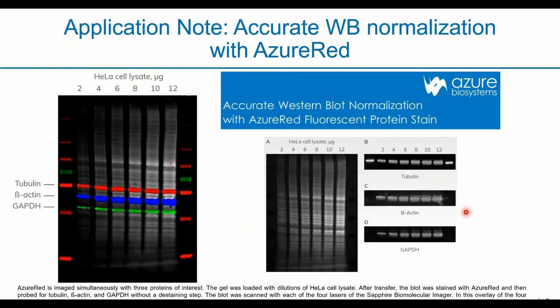Okay, so we have an application note that actually tells you how accurate total protein stain is when you compare it with the very well-known housekeeping proteins. What we have here is tubulin, beta-actin, and also GAPDH. This is fluorescent because fluorescent blot will allow us to omit the variability in the chemiluminescence method, so it will give us data more reliably. Okay, so we have HeLa cell lysate, 2, 4, 6, 8, 10, 12 micrograms, loading them, detecting the total protein, tubulin, beta-actin, and GAPDH, each in their own channels.